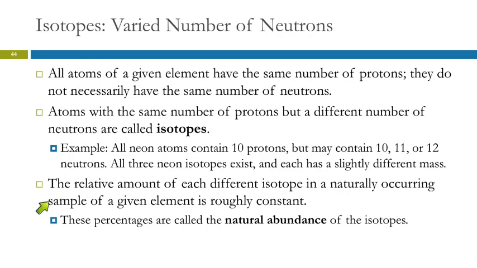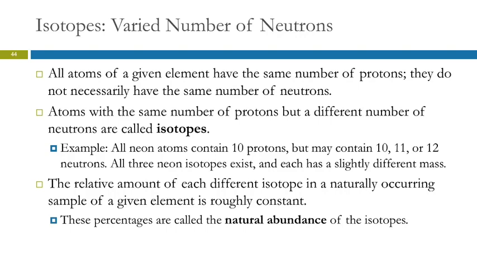The relative amounts of each different isotope is roughly constant no matter where you get your sample. So if you get a sample of neon from North America and one from the South Pole and one from Eastern Europe, and you look at the distribution of the isotopes, it's going to be very close to the same distribution.